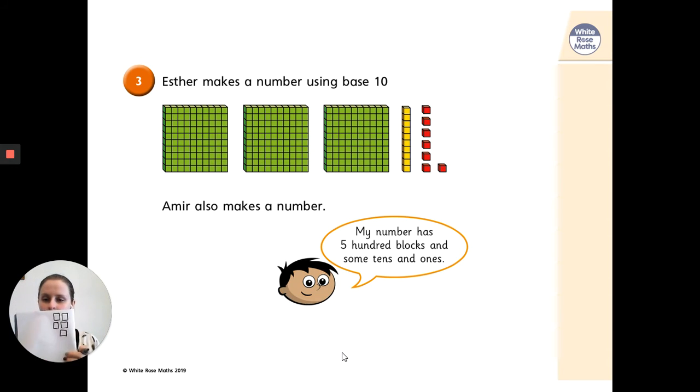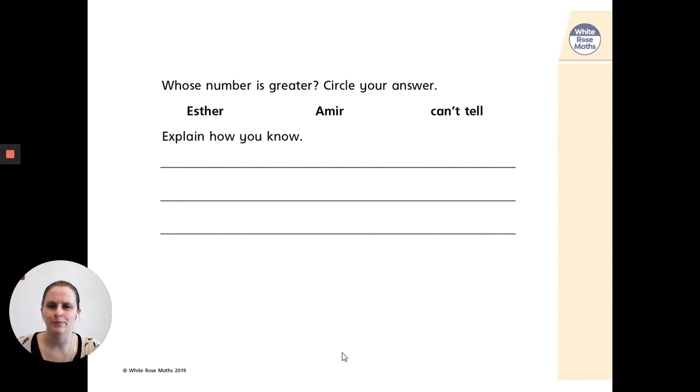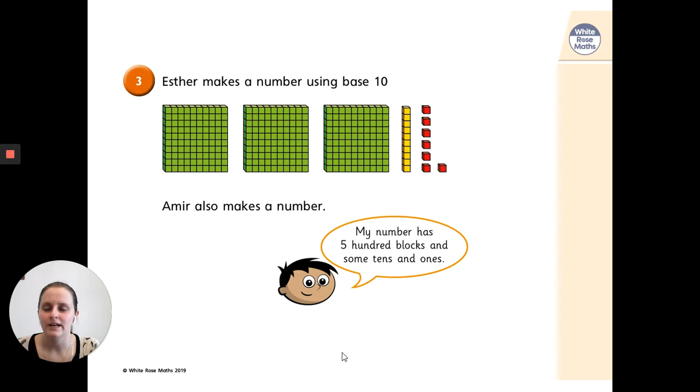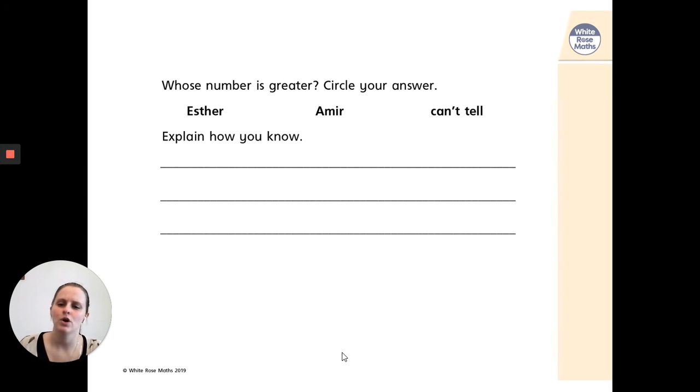at least 500s. Okay, let's have a look. So, whose number is greater? Circle your answer. So if we go back, and we know what Esther has, we know that Amir has got at least 500 blocks and some tens and ones. So whose would be greater? Would it be Esther, Amir, or is that something that you can't work out? Because we don't know all of Amir's number. Can you work this out or not? What do you think? So explain how you know.